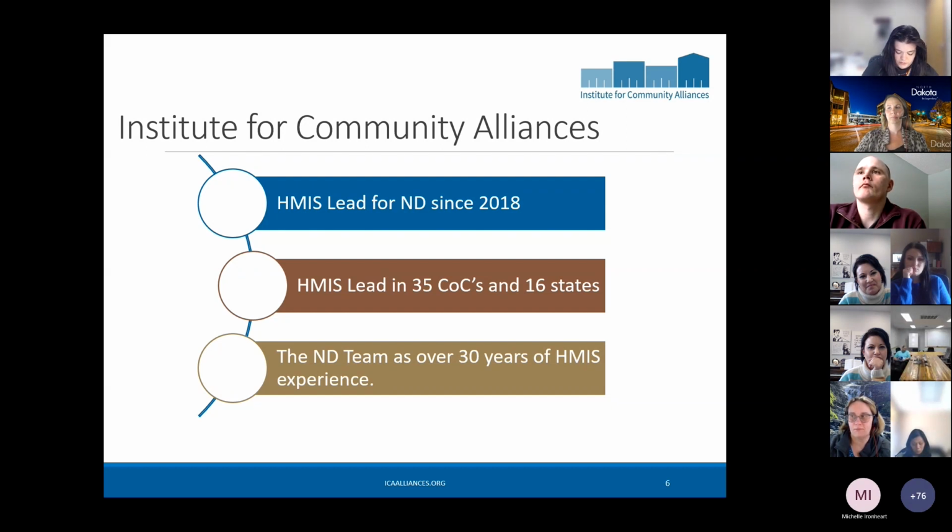Last year was the first year, since we've been the lead, that we got funded through the COC for our services. And then like Chanel said, we do get ESG and DHG funding. We get some YHDP funding since they enter data into HMIS. What HUD and these federal partners say is that there is a percentage of those funds that can be designated to HMIS since they are working with the agencies to collect that data that HUD needs. So ICA is the HMIS lead in 35 continuums of care across the country, and we're currently in 16 states.